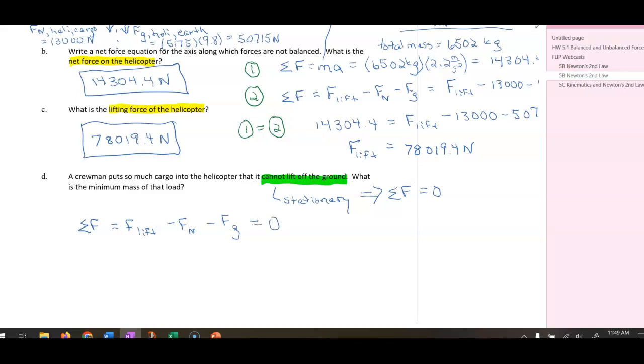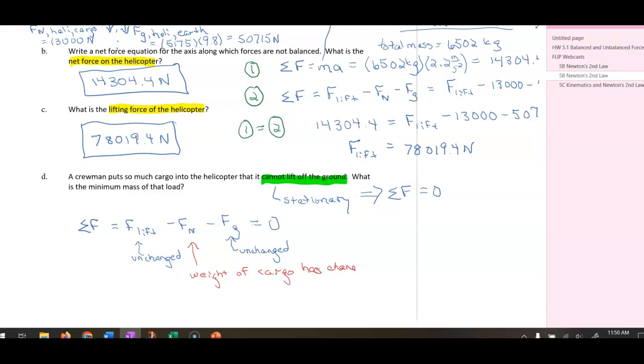The lifting force is unchanged, right? The ability of the engine to lift the helicopter doesn't depend on how much cargo you put in the helicopter. The weight of the helicopter itself is unchanged, right? The mass of the helicopter has not changed. But the weight of the cargo has changed, right?